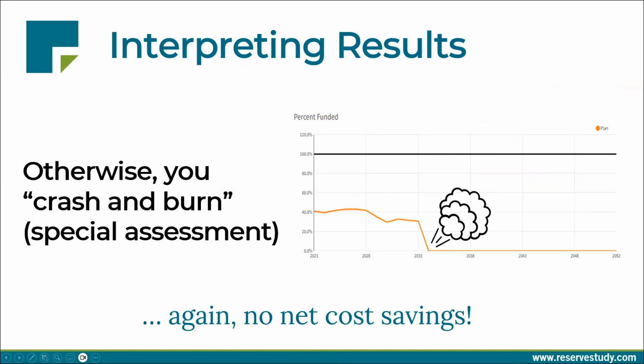The roof is not going to wait for you to accumulate funds. It's going to leak when it wants to leak. And again, another reminder, delaying the reserve funding, giving the association what it needs, doesn't result in any cost savings. The projects still need to be done.